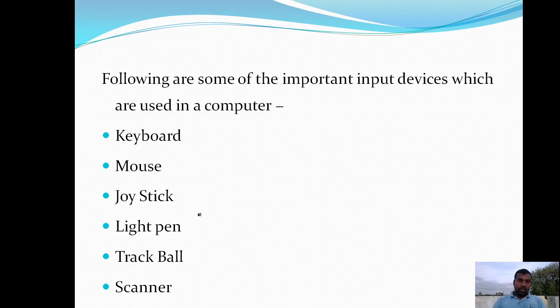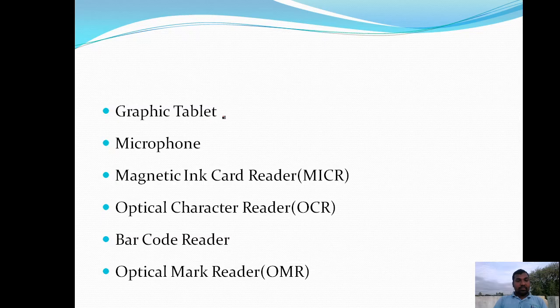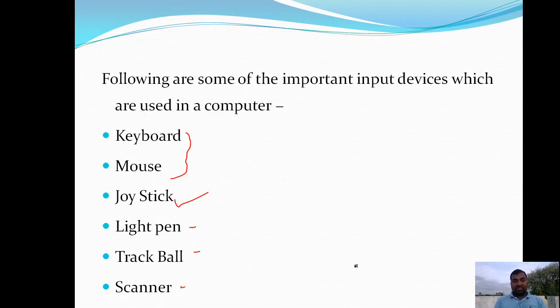Okay, so the basic or most frequently used components are the mouse and keyboard. The joystick is there, light pen, trackball, scanner, graphic tablet, microphone, magnetic ink card reader, optical character reader, barcode reader, and optical mark reader. So these are the several input devices. By using these devices, we are going to give some input to the CPU.